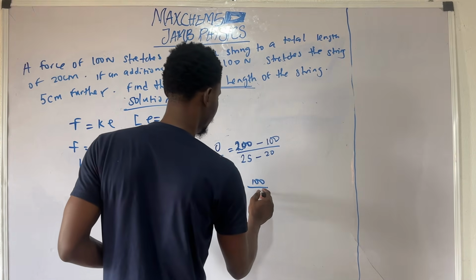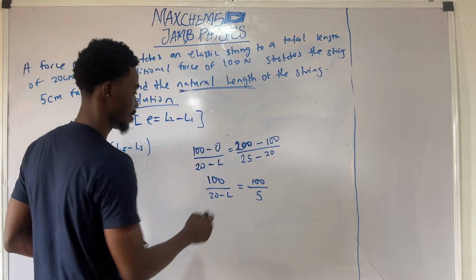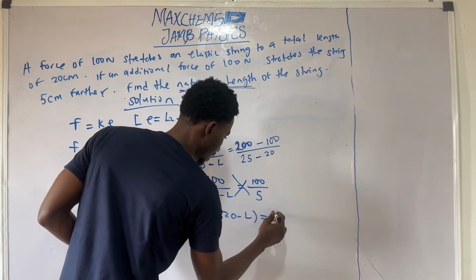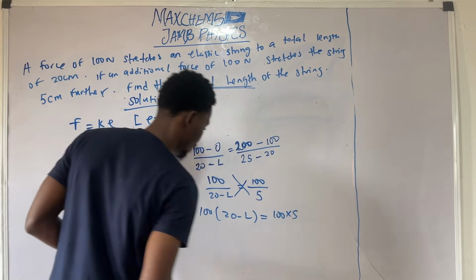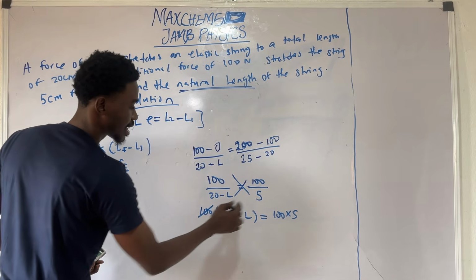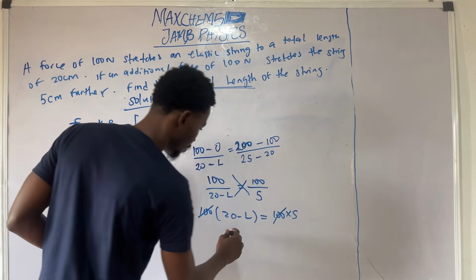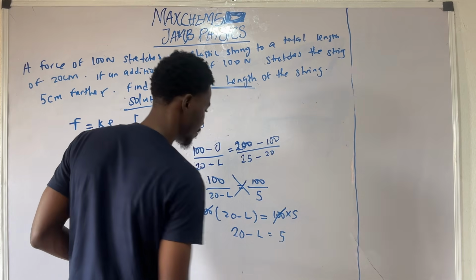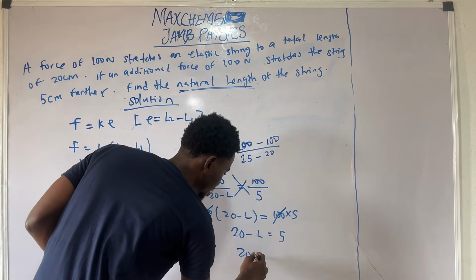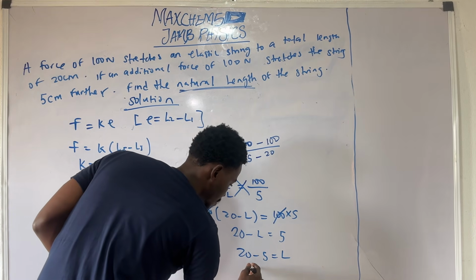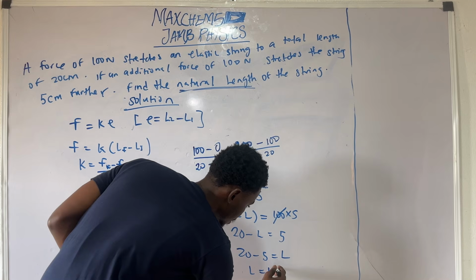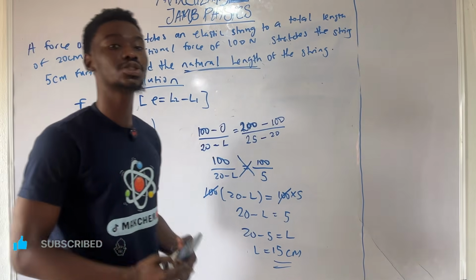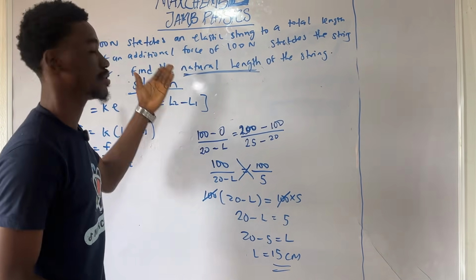Here we have 5. I can cross multiply. Cross multiplying, I would have 100 multiplying (20 minus L), and 100 multiplying 5. Now, dividing both sides by 100, 100 cancels out 100 here. So I will be left with 20 minus L is equal to 5. Making L the subject of formula, I would have 20 minus 5 is equal to L. So L becomes what? Which is 15 centimeter. So this is the original or the natural length of that material. Thank you.